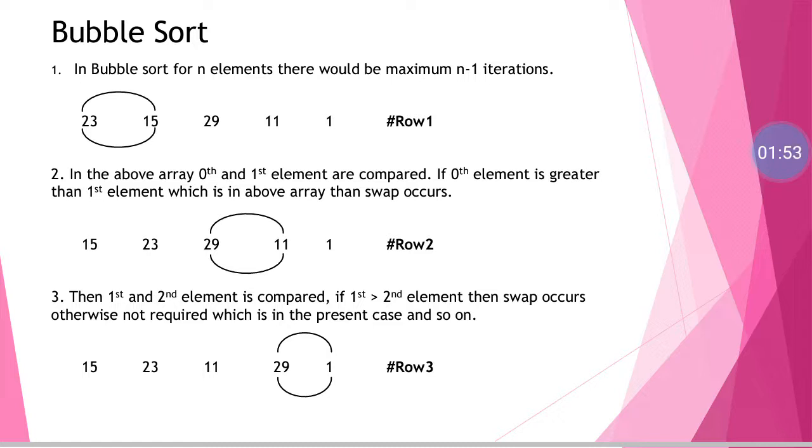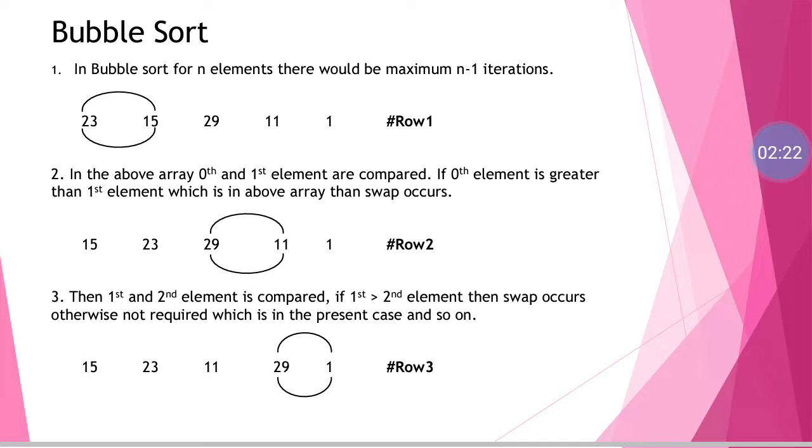In bubble sort, the first comparison will be done between 0th and first, then first with second, then second with third, then third with fourth, and so on. So here in row 1, 23 and 15 will be compared, and these elements have to be sorted in ascending order. The smaller elements should come first. So among 23 and 15, 23 is greater, so it needs swapping. So 15 will come to 0th position and 23 will come to first position.